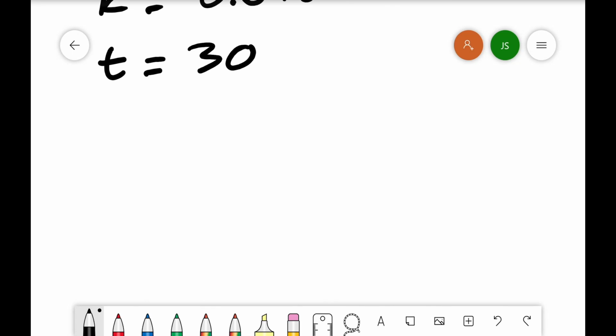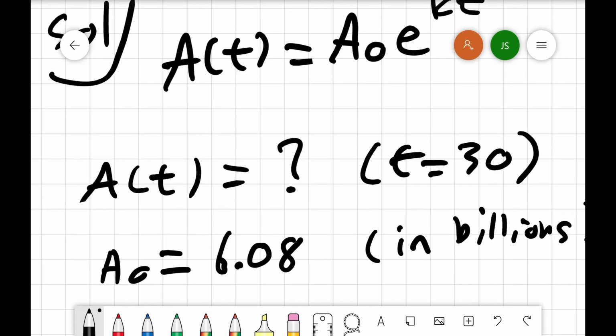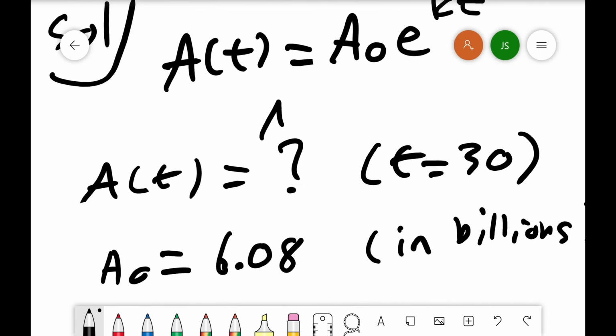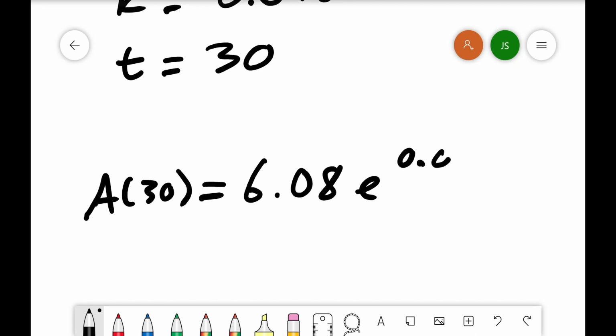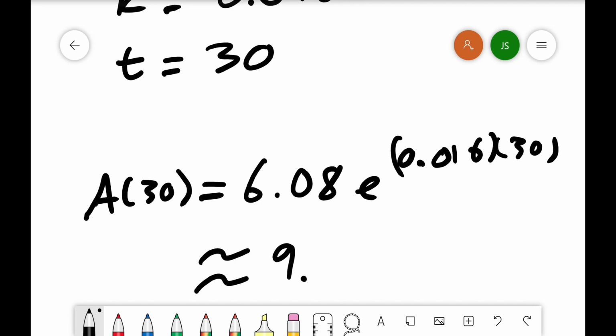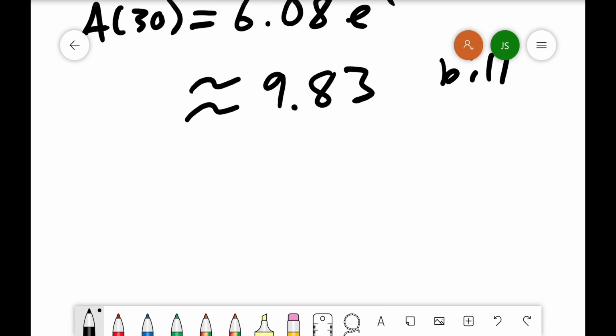And I wanted to know technically what A of 30 is then in this case. Well, we're looking for A of 30. That's really the question. So A of 30 is equal to 6.08 billion times e to the 0.016 times 30. And with the magic of calculators, we get about 9.83, still in billions. All right, let's do one with a decay.